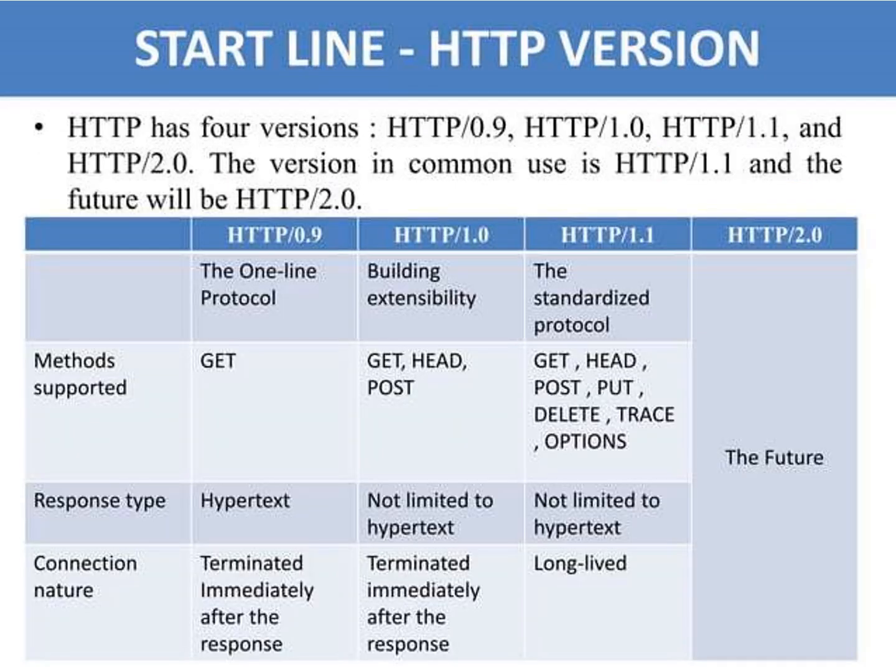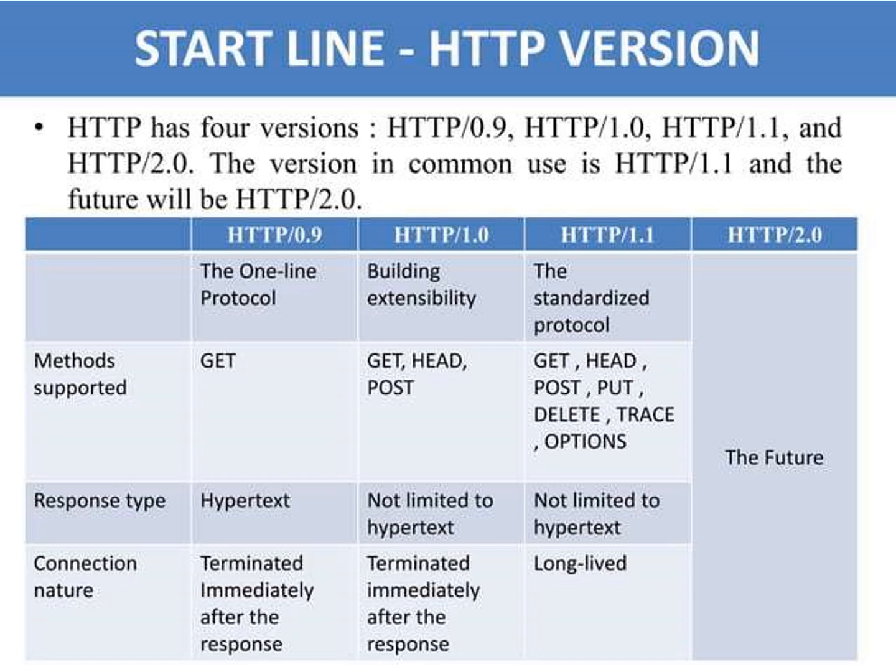The next one, HTTP version. So many versions are available: HTTP 0.9, HTTP 1.0, HTTP 1.1 and HTTP 2.0. The version in common use is HTTP 1.1 and the future will be HTTP 2.0. In each and every version, there are differences in which methods are supported, what response types are supported, and what conditions are supported.